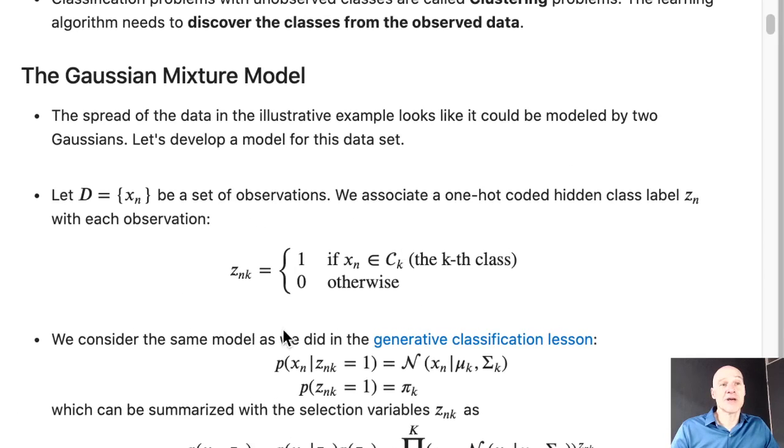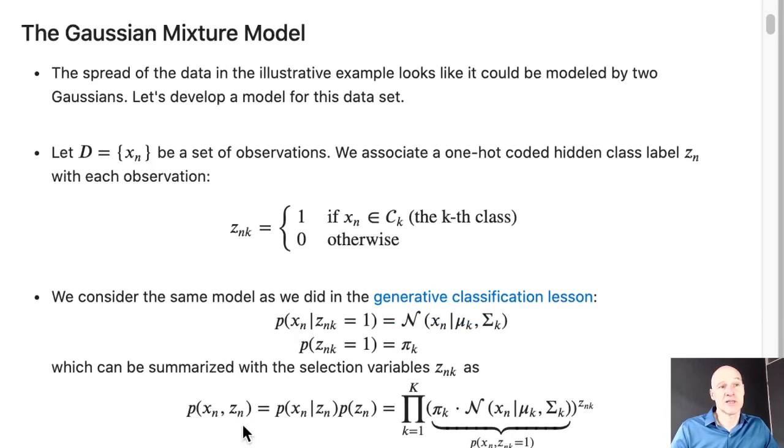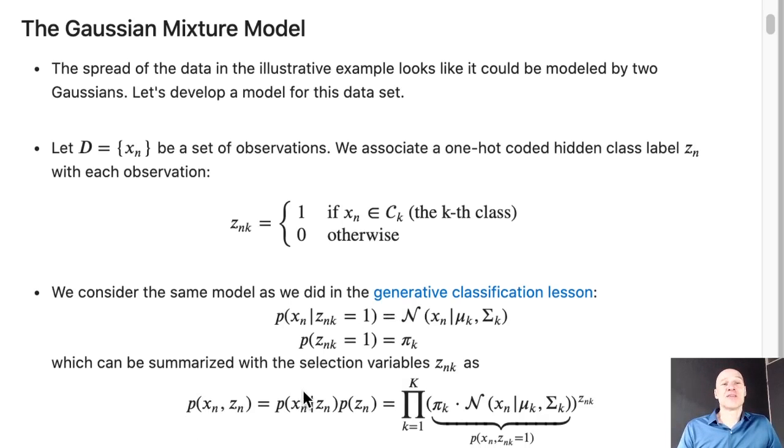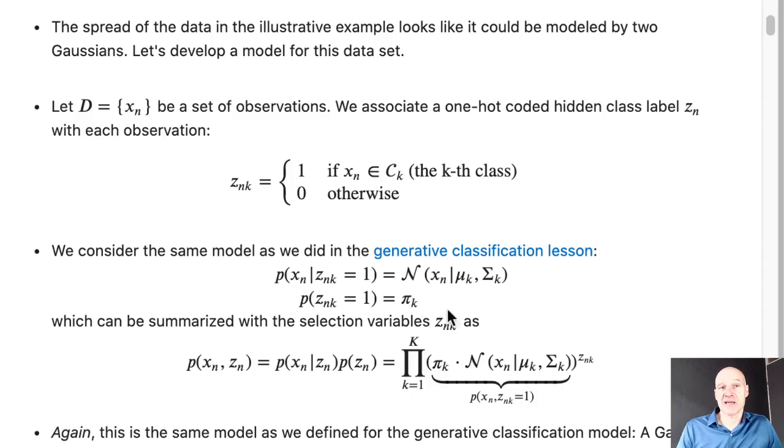We're happy with that. I can write this out all the way as a generative model, a probability distribution over observations and class labels or cluster labels. And this model looks exactly the same as we had in our generative classification class. The only difference being that there we talked about y of n of k, which was either 1 or 0 and was observed, and here z of n of k is also either 1 or 0, but it's not observed.